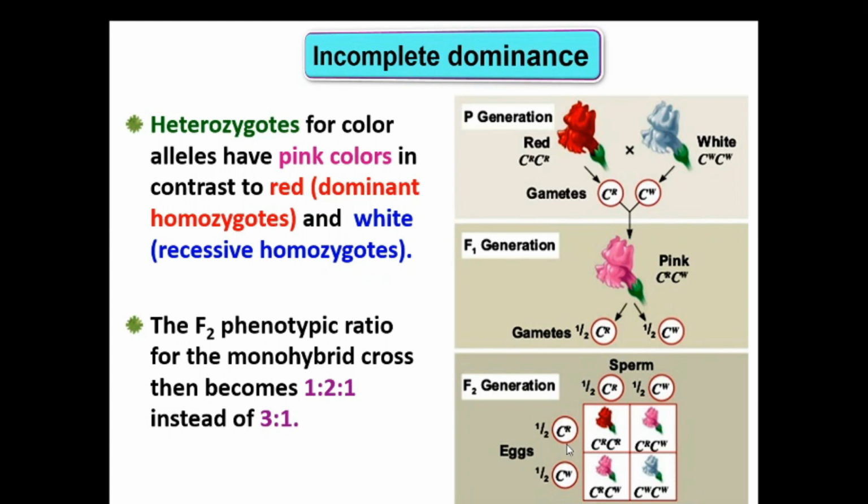Alright, so this is the phenotypic ratio for the incomplete dominants, which deviates from the Mendelian. For the Mendelian, they will have the 3 to 1 phenotypic ratio. But for the incomplete dominants here, they will have the 1 to 1 ratio. Okay, the third deviation from the Mendelian inheritance is the multiple alleles.